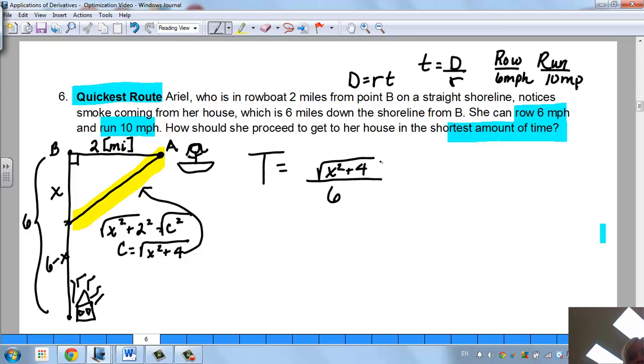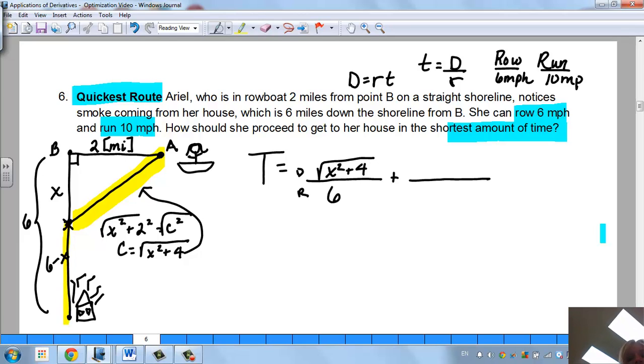All right, so here's my distance over my rate. So there's the time of the first leg of our journey, right? Plus the second is once she hits the shore right here, she's going to run the rest of the way. So she's going to run all the way down here to this.